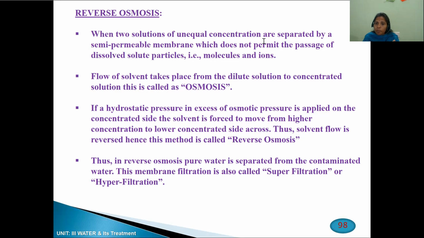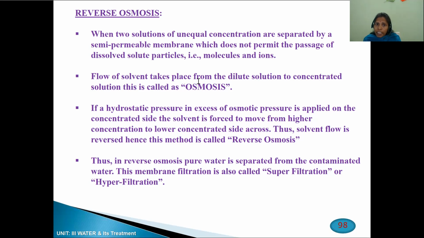What is the role of the semi-permeable membrane? The semi-permeable membrane allows only the solvent particles through it. It is not allowing the solute. So when two unequal concentrations are separated by a semi-permeable membrane, which does not permit the passage of dissolved solute particles, that is molecules and ions, it is allowing only the solvent particles.